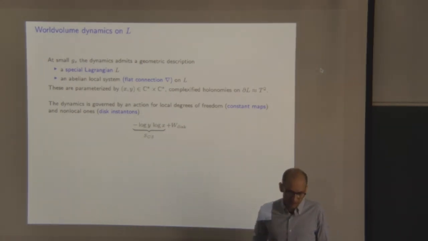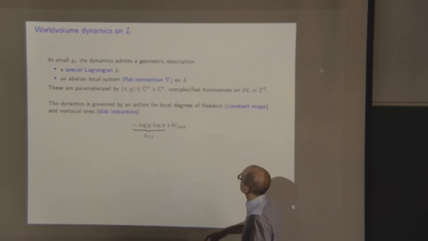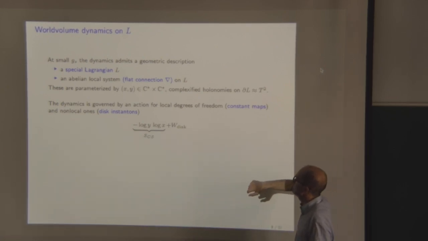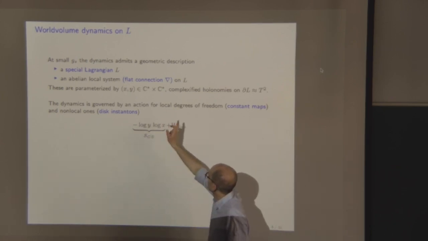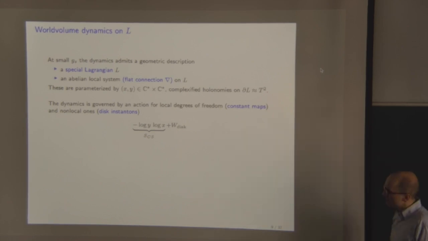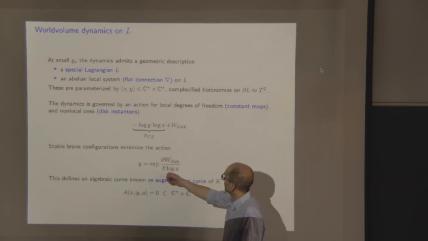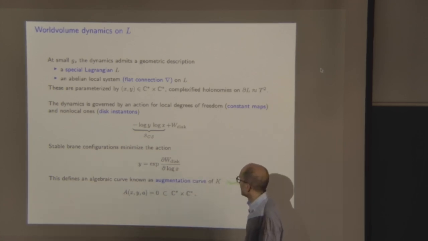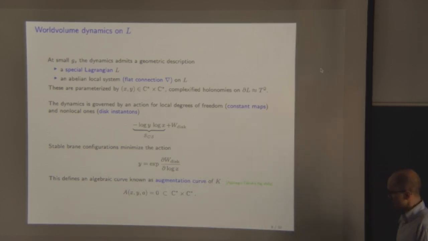So in physics, when you want to study the dynamics of a system, you start from the phase space. So the phase space will be C star times C star. And then you need an action. And for this brane, the action has a contribution from the local degrees of freedom, which are the constant maps. And that is the Chern-Simons action for the U(1) theory, according to work of Witten. And then there are the non-local degrees of freedom, which are the instanton corrections, which are the holomorphic disks at weak string coupling. So this is the action that describes the dynamics of the brane in the limit of g_s goes to 0. And if you want to study stable configurations, then you have to minimize the action, which leads to this equation. And this equation actually can be written as a polynomial equation in variables x and y. And this is known as the augmentation curve of the knot.